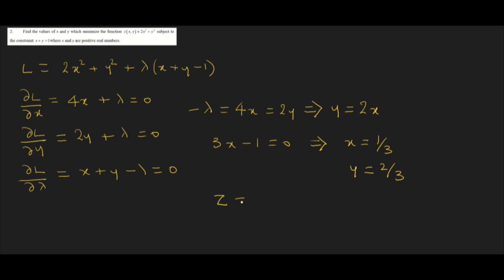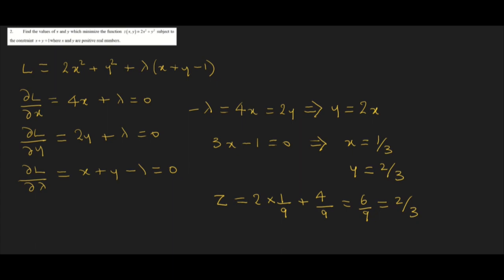And we can substitute that into the original z function to get the value of our objective function. We get z equals 2 multiplied by x squared, so that's 1/9, plus y squared, which is equal to 4/9. So z will be equal to 6/9, or 2/3.